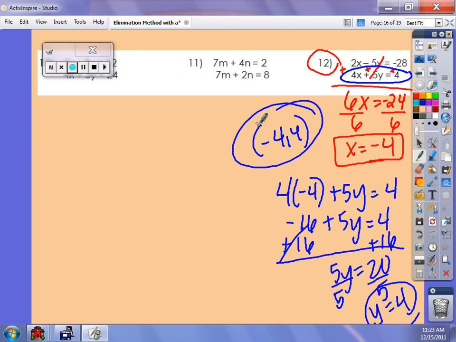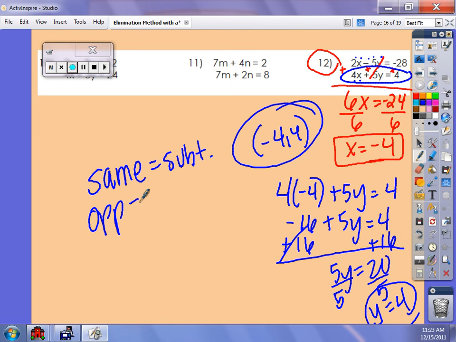And again, you can go back on your calculator and test it. 2 times negative 4 minus 5 times 4 should give you negative 28. And also 4 times negative 4 plus 5 times 4 should give you 4. Okay? So that's what we did today, and that's how you choose whether to add or subtract. Remember, if they're exactly the same, subtract. If they're opposites, add. This is how I remember: these two become vowels, these are consonants. Okay? Have fun with your homework.